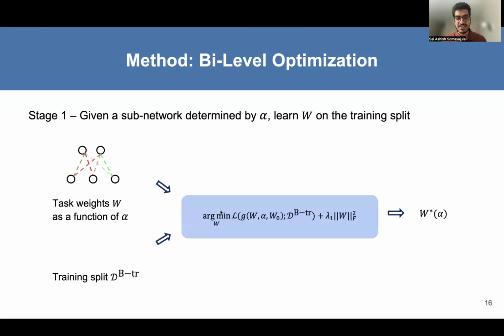First, let us describe stage 1. Given a subnetwork determined by alpha, we learn W on the training split by minimizing its corresponding task-specific loss. We also add weight decay to W to enforce regularization. The learned W, denoted as W star of alpha, is an implicit function of alpha, since W is learned by minimizing the loss that is a function of alpha too.